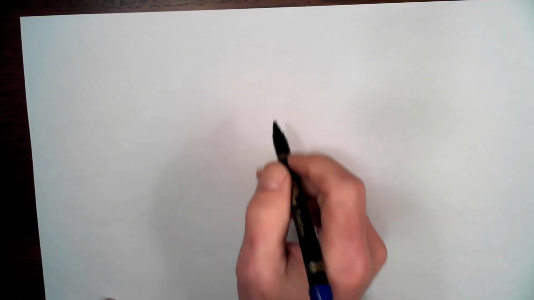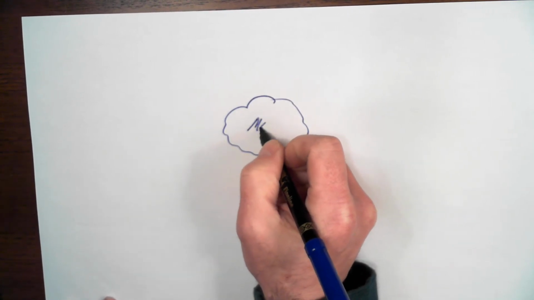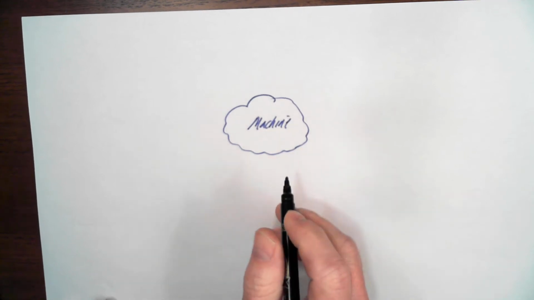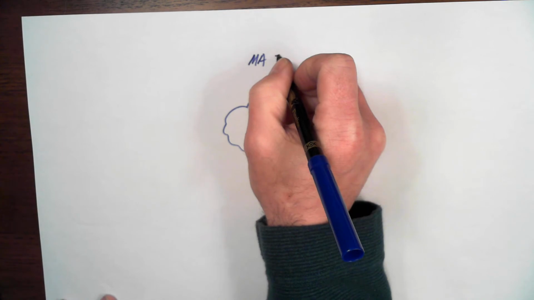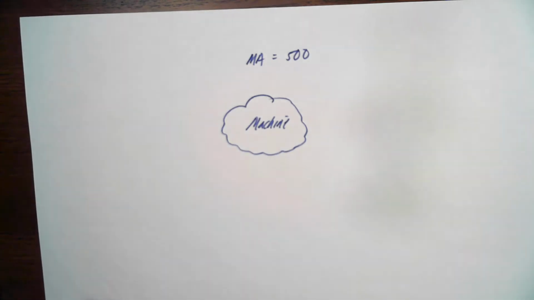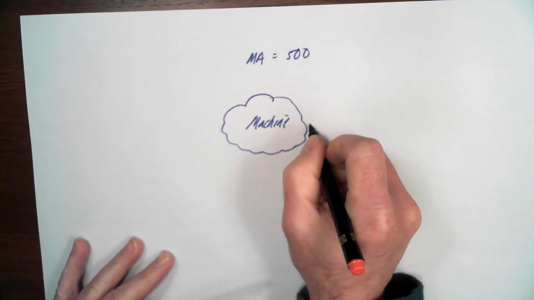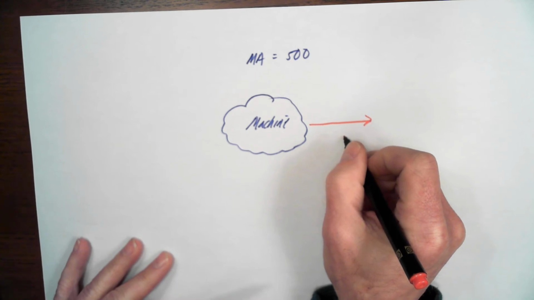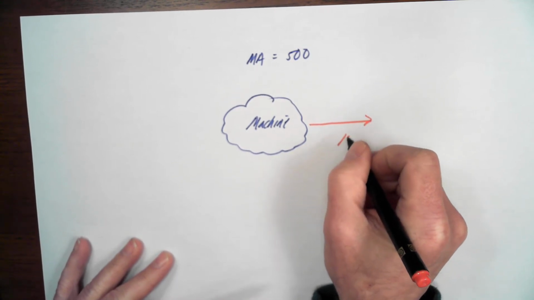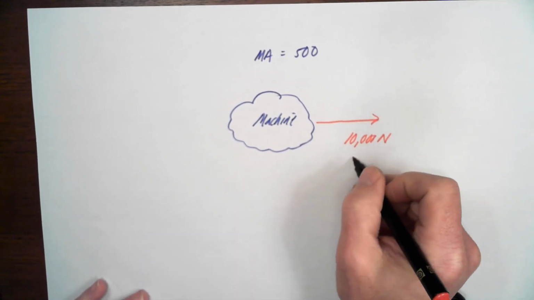Here's another kind of mechanical advantage problem I want you to be familiar with. Here is our machine. We don't know what it is, but we know that it's a force magnifier. And let's just say we're told that the mechanical advantage is 500. And you need this machine to exert a 10,000 Newton force. So this is going to be F out.